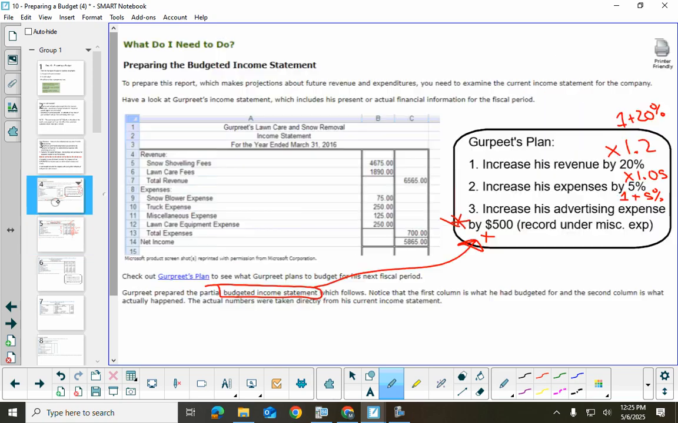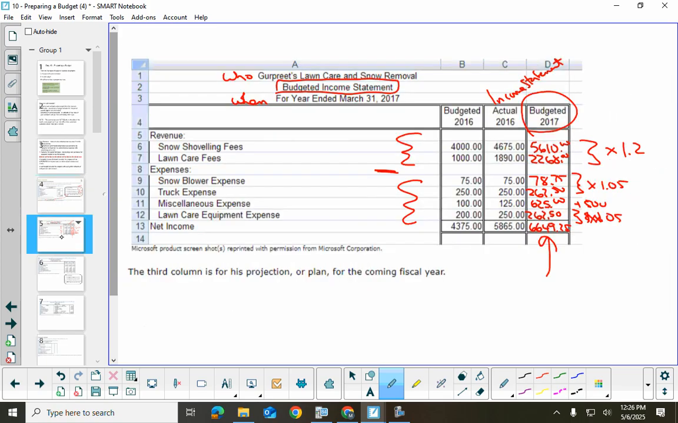So I just want you to understand that you're not always going to be doing 20%, 5%, and 500. This will change question by question, so you have to read each question to see what you're going to do, but the way you do it is you just fill in that last column. That's it, okay? But you do it based on the instructions that you're given.